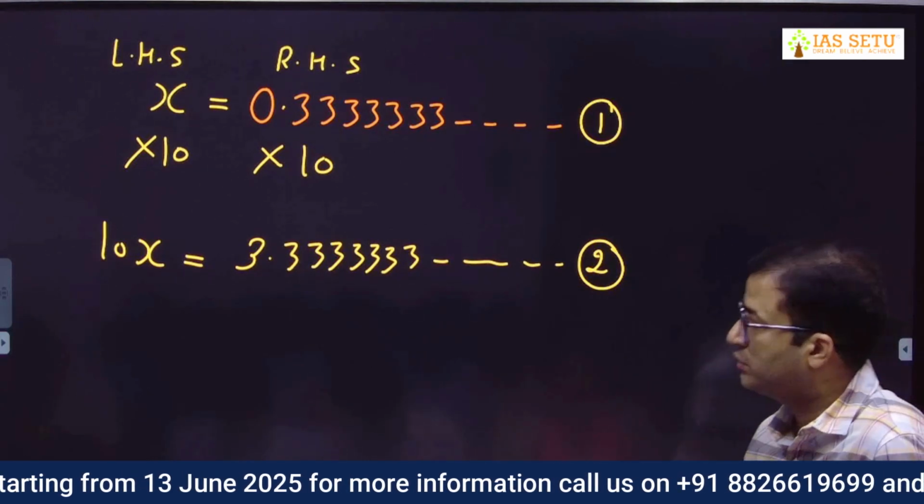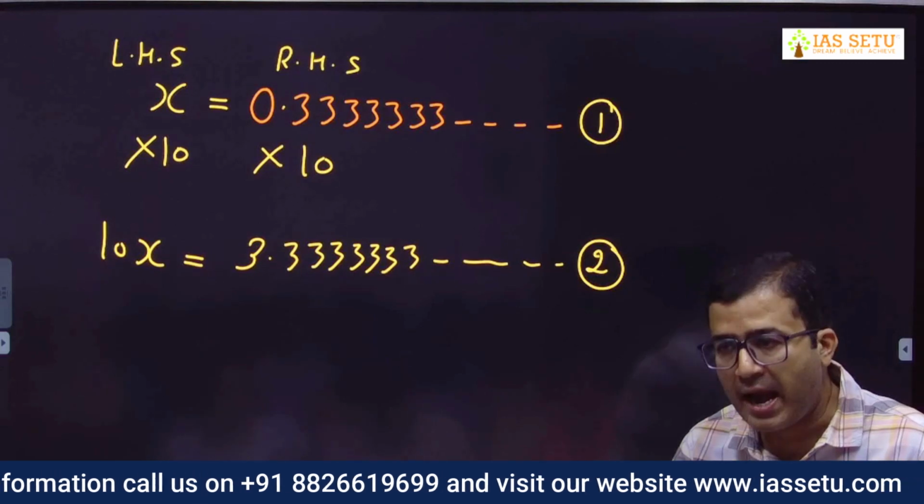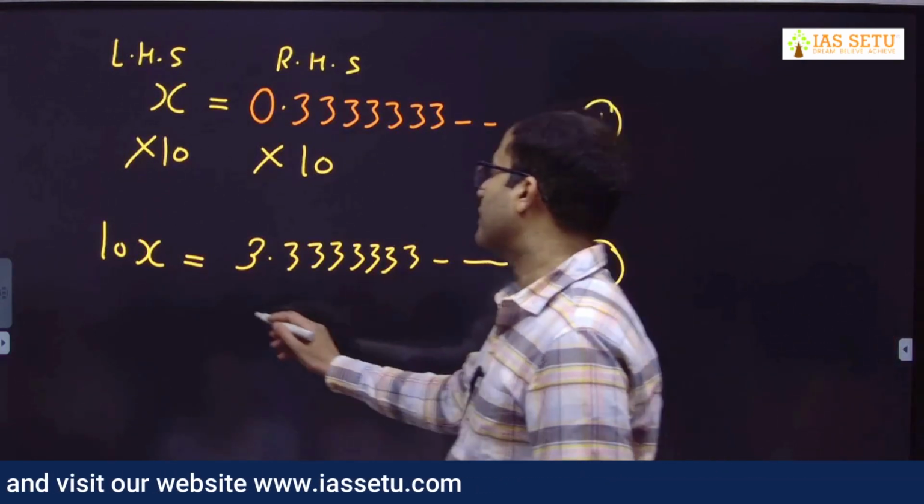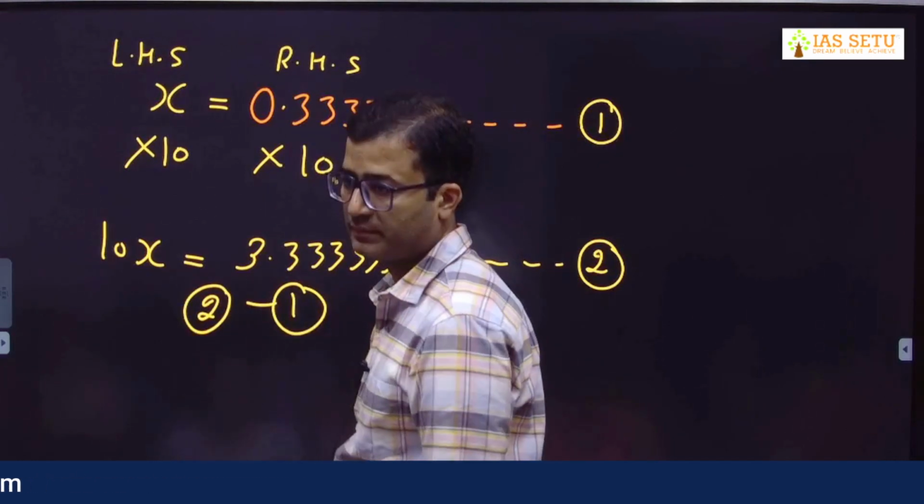This is equation number 2. And when you have two equations, you can add two equations, you can subtract two equations. So what I will do: equation number 2 minus equation number 1.